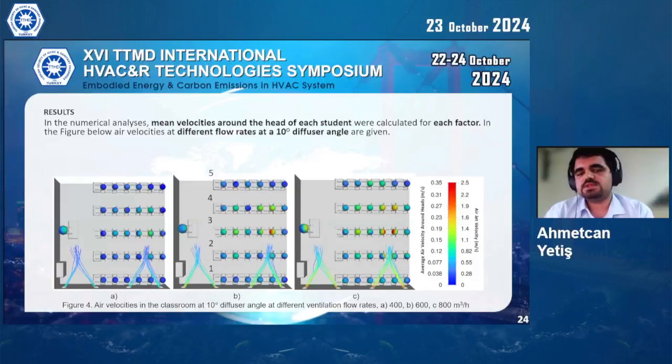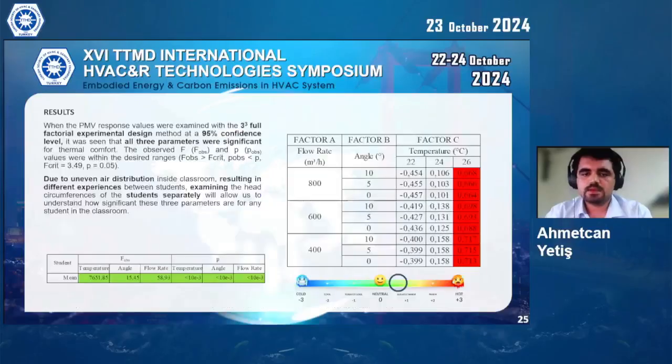While air velocity is reduced rapidly before reaching the breathing zone, uneven air distribution was observed throughout the whole classroom when these analyses are conducted, especially when angling the diffusers is involved. In the 3rd and 4th rows of the students, velocity fluctuations are highest. While the mean PMV value of all students at 22 and 24 degrees is within the recommended range of HVAC standard 55, 26 degrees was perceived as slightly warm.